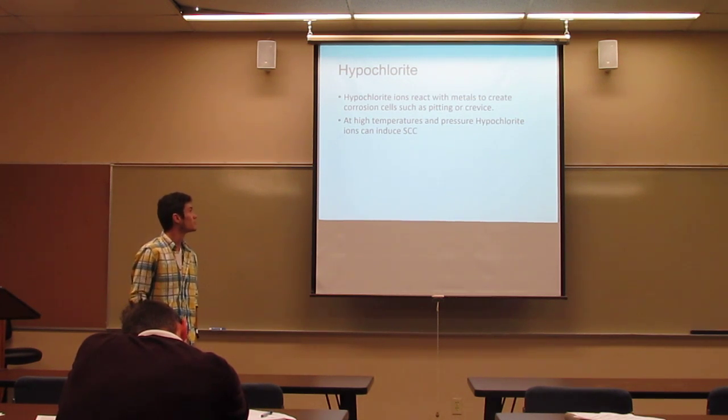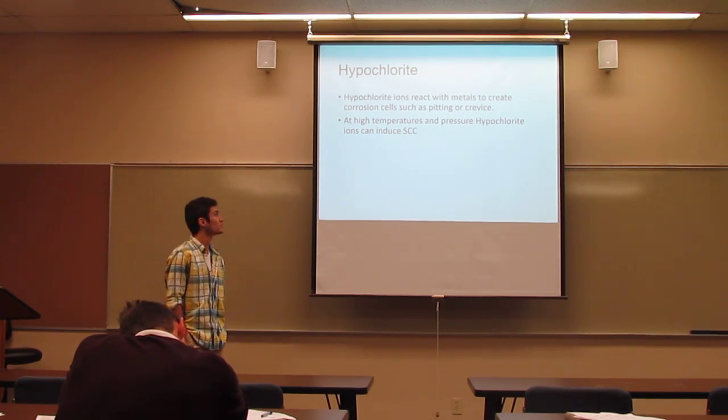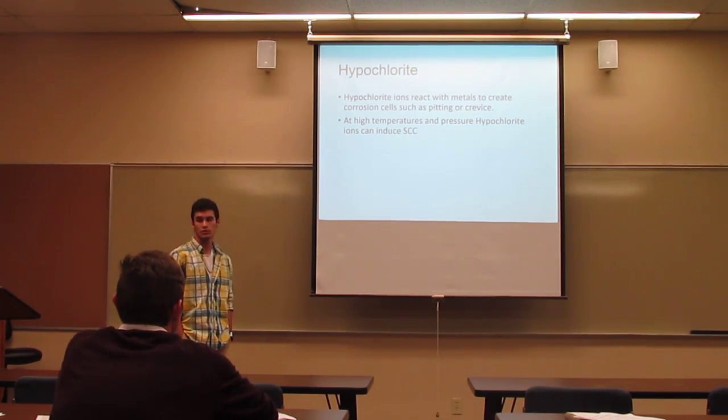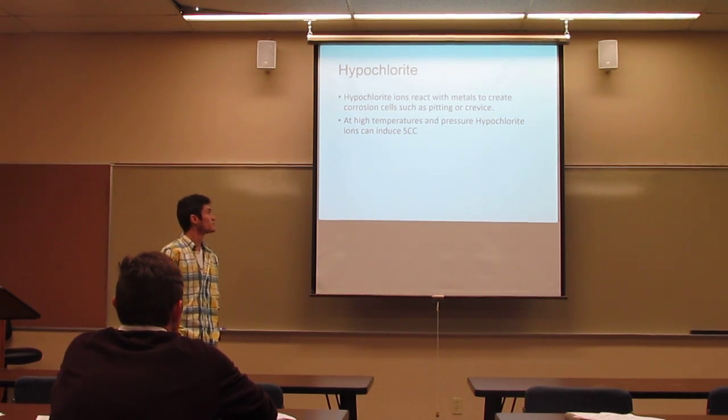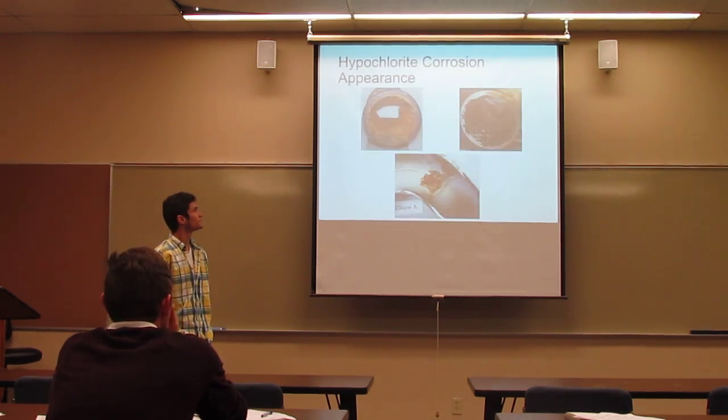Hypochlorite is going to be the next one. Hypochlorite ions react with metals to create corrosion cells, such as pitting or cracks. At high temperatures and pressure, hypochlorite ions can induce stress corrosion cracking. Here's some pictures.